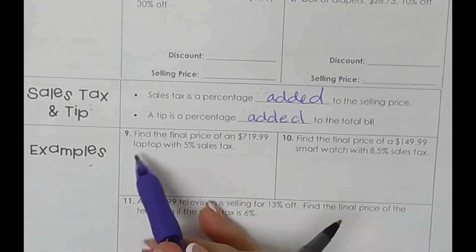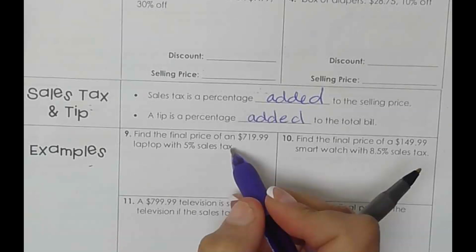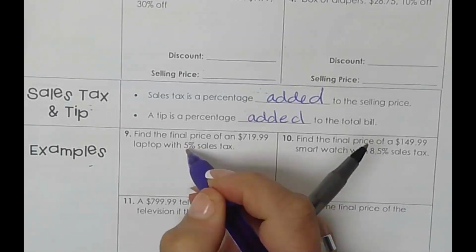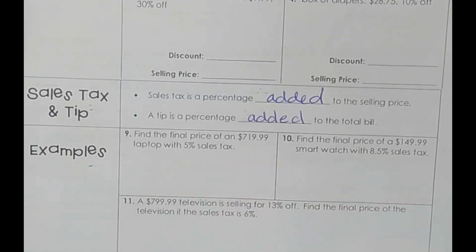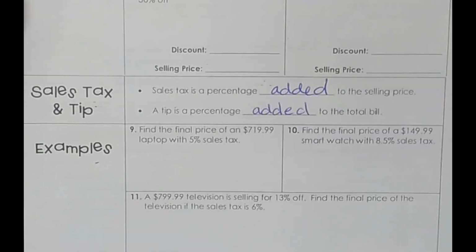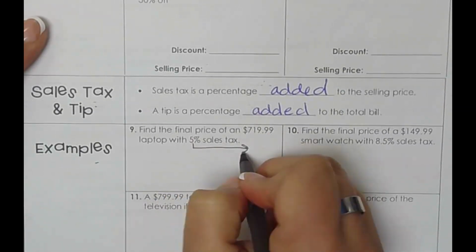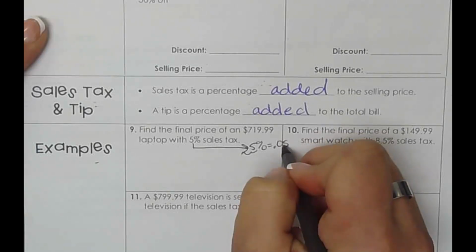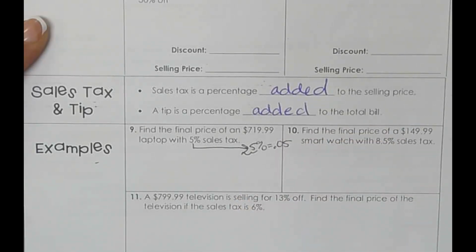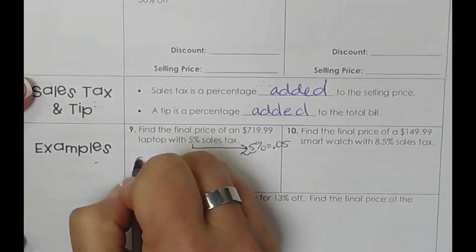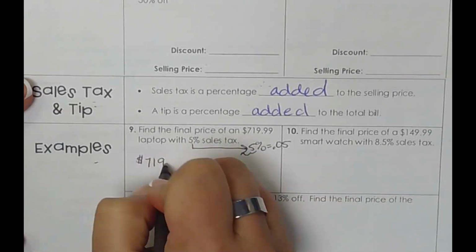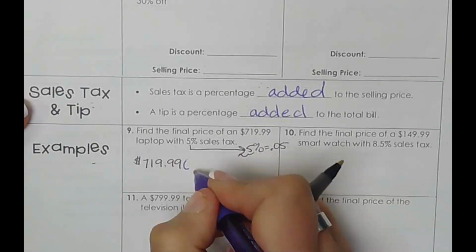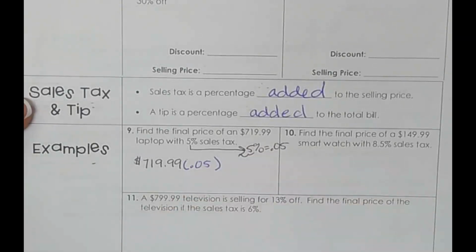So it says find the final price of a $719.99 laptop with 5% sales tax. So again, let's take our percentage, and again, 5% as a decimal would be 0.05. Go ahead and take our original price of $719.99. We're going to go ahead and multiply that by 0.05.